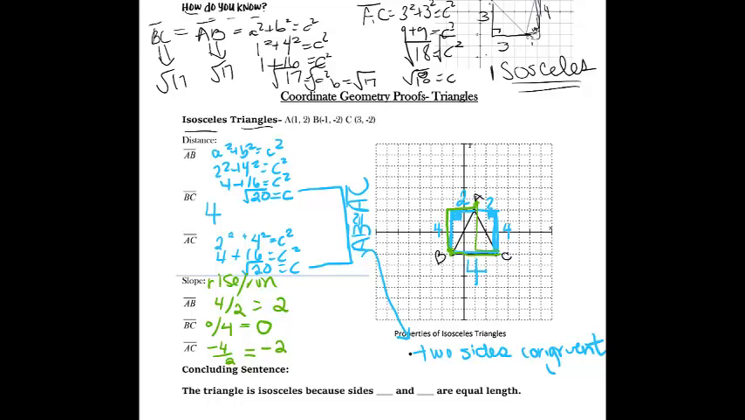We don't have negative reciprocals for perpendicular lines. We don't have congruent slopes, so that means we don't have parallel lines. But along the way, we're going to do this, and we will find ones that have some things in common. The concluding sentence is we want to put the information that we found that's important in one sentence. The triangle is isosceles because sides AB and AC are equal length.